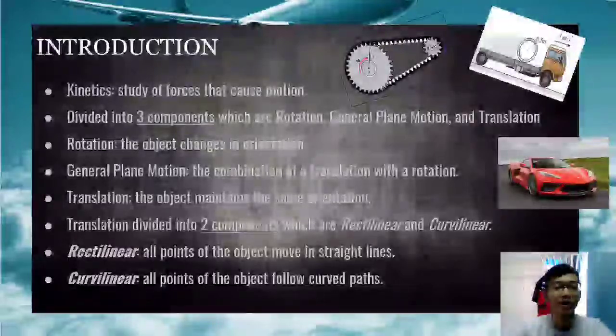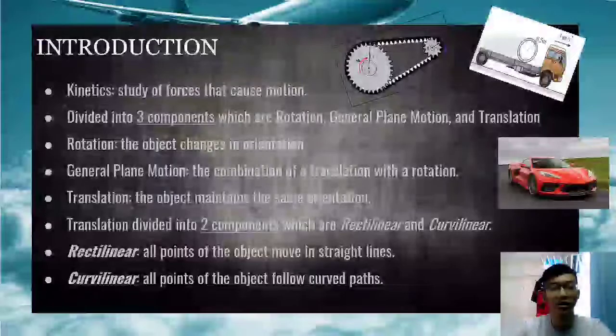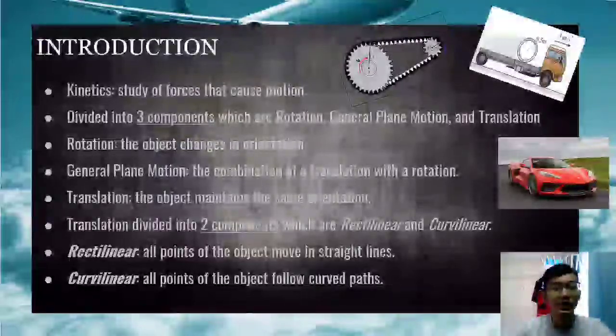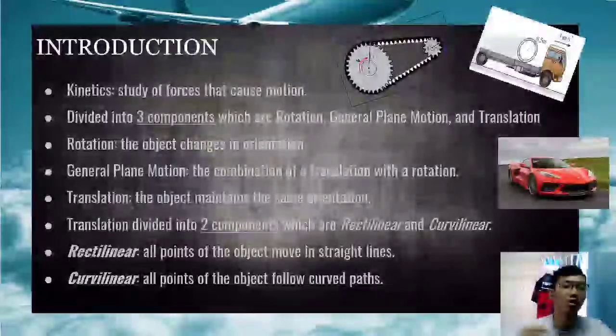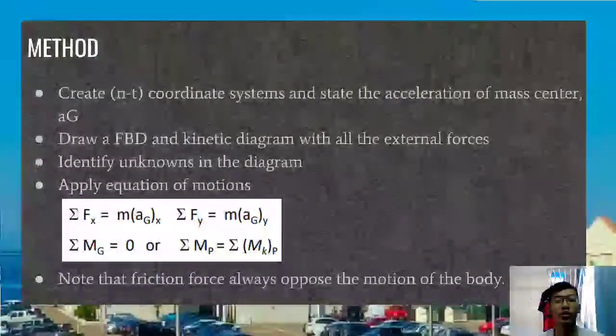Translation can be divided into two components, which are rectilinear and curvilinear. Rectilinear is when all points of the object move in straight lines, while curvilinear is when all points of the object follow a curved path. Okay, now I will explain to you about a method.